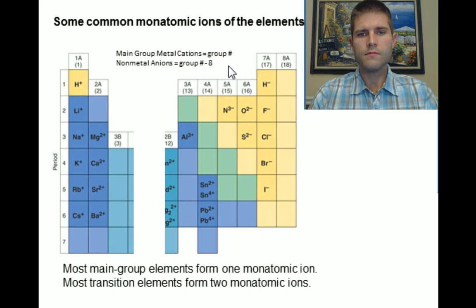For the nonmetals, in order to find the charge, we need to take the group number, in this case, if we were talking about nitrogen, 5A, and subtract 8 from it. So 5 minus 8 is -3, and you see nitrogen takes a -3 charge. Oxygen is in the 6th group, so 6 minus 8 is -2, and oxygen is a -2 charge. These are the charges that we're going to be associating with our nonmetals.